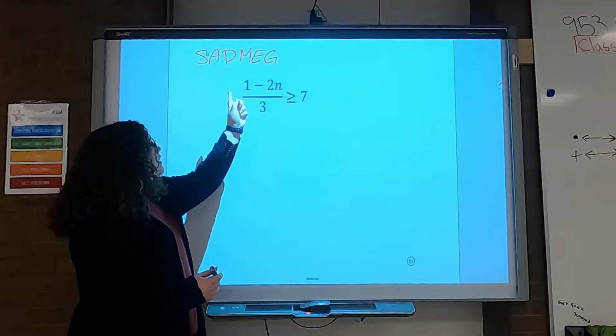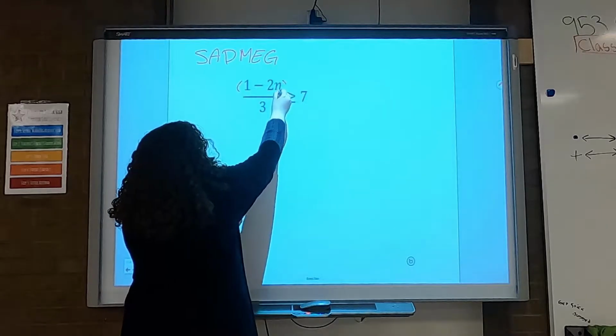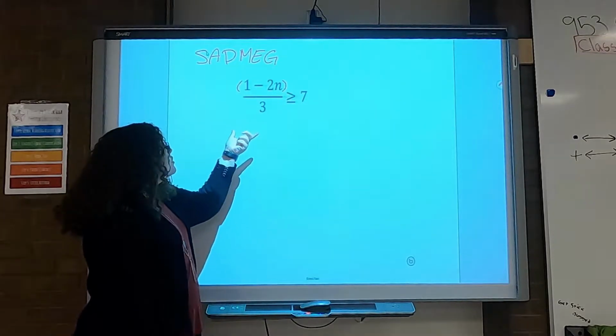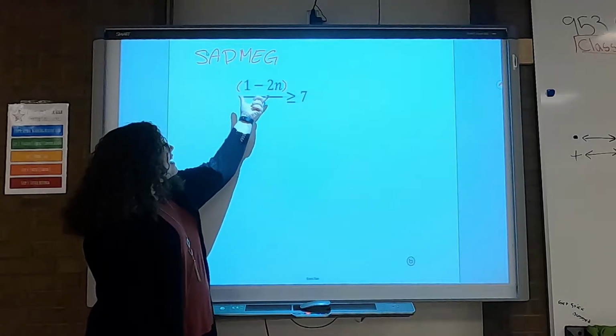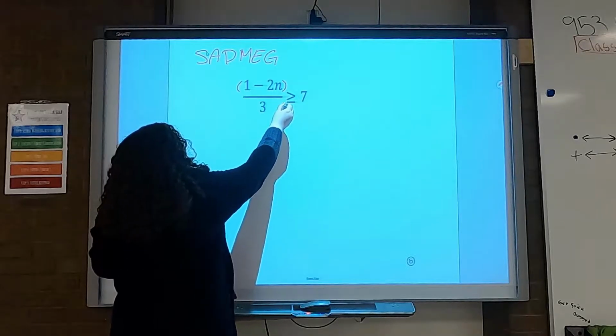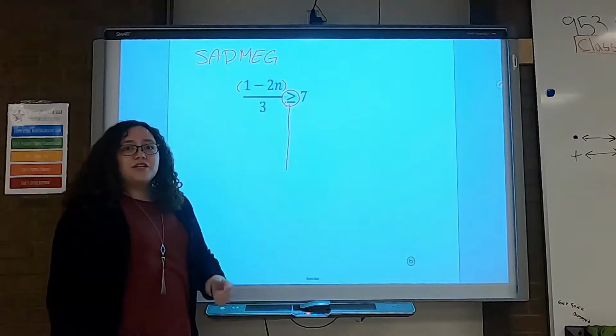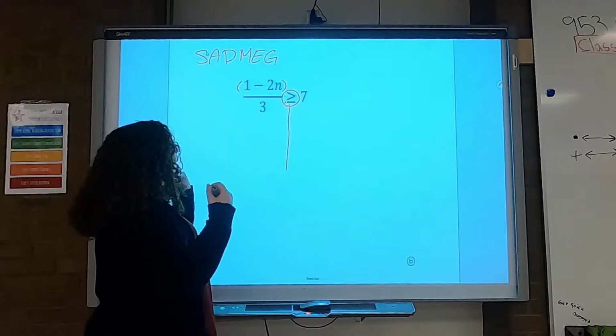All right, so first step in SADMEG is subtraction and addition. The problem is this is a fraction, and we know fractions have grouping symbols around the numerator and the denominator. So for subtraction and addition, I can't do anything with that 1 until I get those parentheses gone. So let's move to the next part. We've got division and multiplication next. Now we do have a division that we can get rid of. So how do you get rid of division?